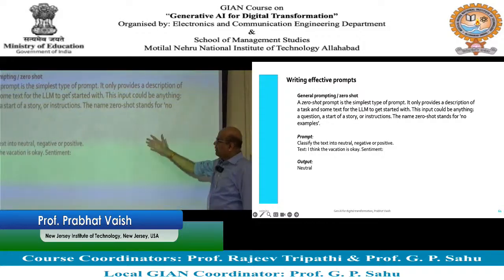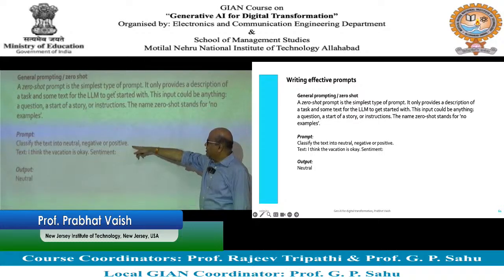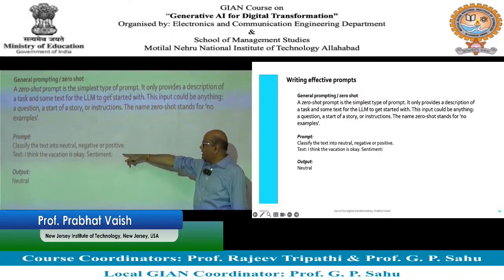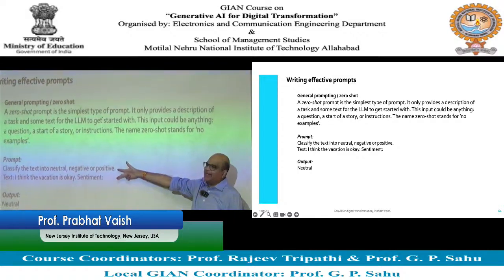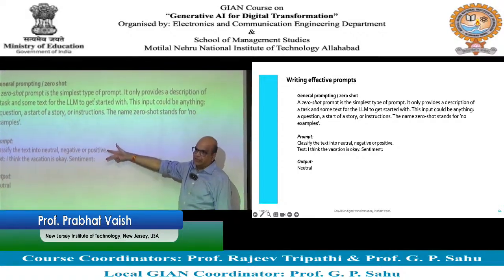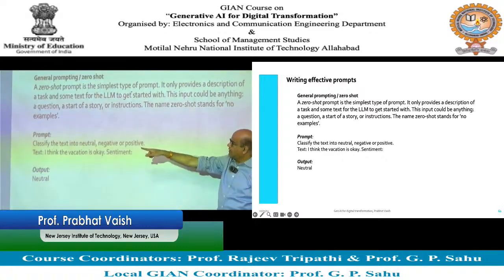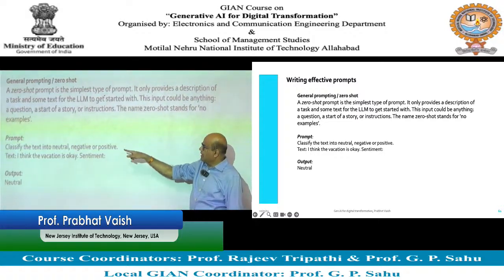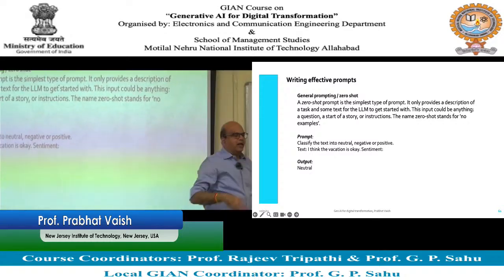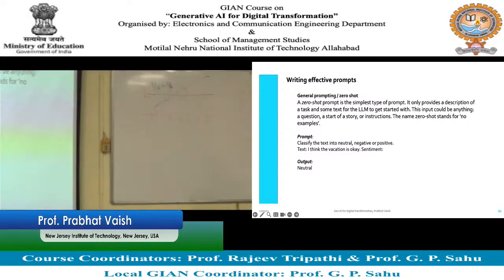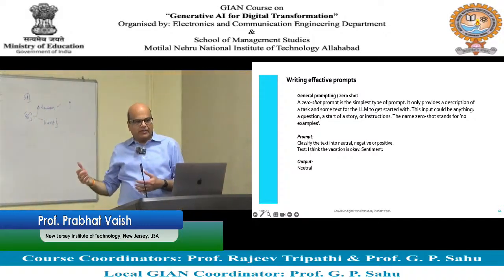Okay, so for example, classify the text into neutral, negative, or positive. Given the text, the output comes out as neutral. The prompt does not have any new learning, so it's a zero shot prompt. You are expecting the model to know what classify means, what neutral means, what negative means, what positive means. There's a high likelihood that the model would respond correctly because of the unsupervised learning.